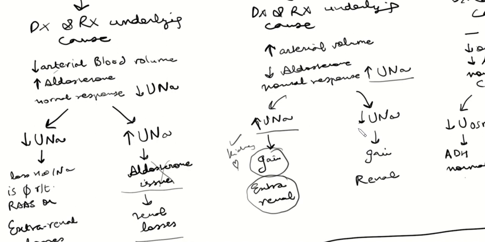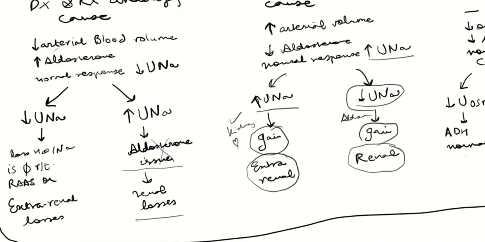If, however, the urine sodium is low, aldosterone's not working well. That tells me there's an issue with the renal system, and the gain of this extra water is renal. Okay? Just some basic principles of how we are separating renal and extra-renal.